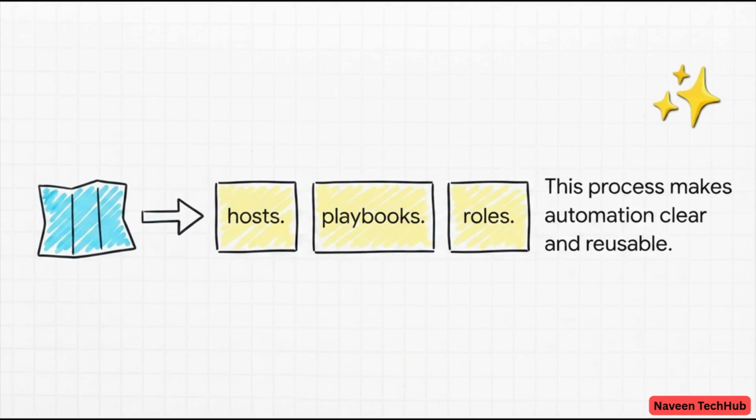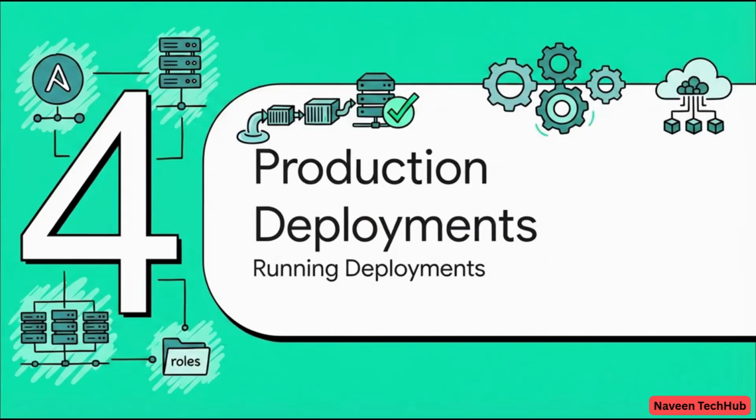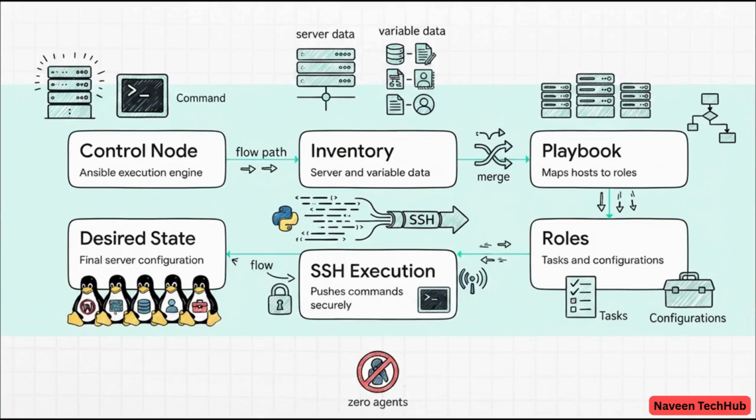Section 4. Running production deployments. Let's map out the exact execution architecture. Remember, Ansible is agentless, which is just brilliant. From your control node, it pulls your inventory, merges your roles and variables, generates the precise Python code needed, and then pushes it securely over SSH to achieve that desired state on your Linux servers. There are absolutely zero agents to install or maintain on your target machines.